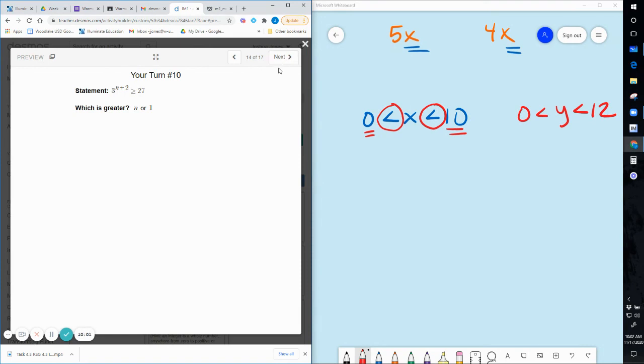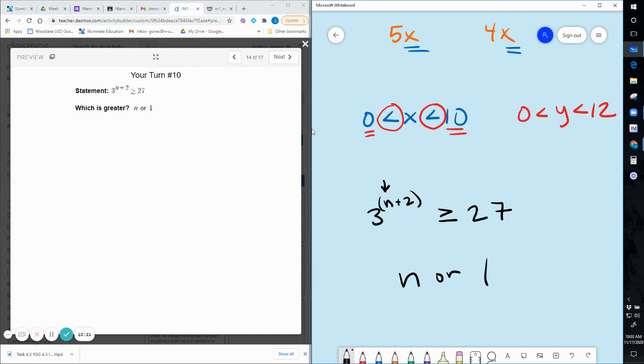And then now we have 3 to the n plus 2 power. So this is all an exponent up here. It's saying that that is greater than or equal to 27. So now it's having you test 1, n or 1. So test 1, plug in 1 up there, and then see if the statement is true, or if n is actually a bigger number than 1 to make it true.